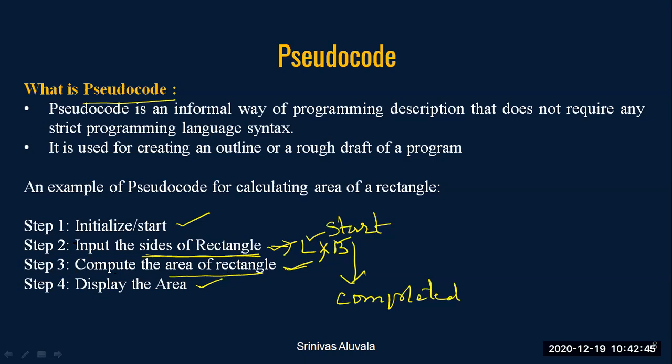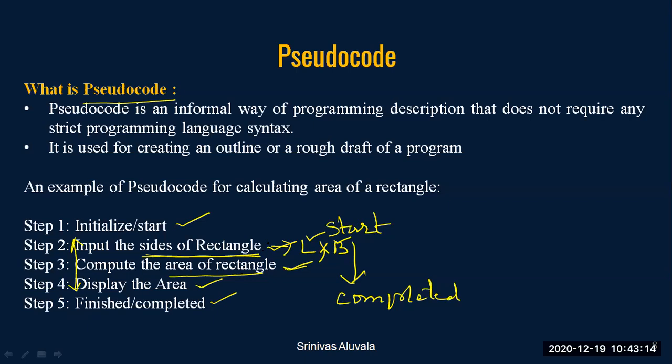And these are the three steps which make me think and analyze to get the result to my problem, that is to find the area of a rectangle. Input the sides of a rectangle, compute the area of the rectangle, then display the area. And after displaying the area, the last step in my pseudocode is finish or completed. My problem solving is finished. My problem has got a solution.